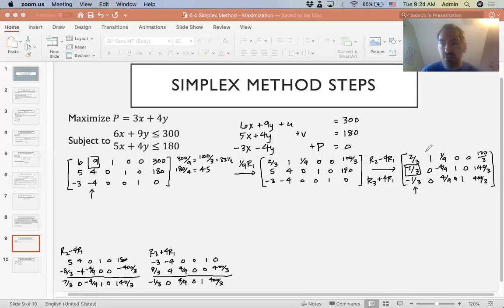So you can't have 2 1s next to each other, right? They're going to be alternating, right? So that's got to be the 1. You can verify that by checking through the ratio. That 140/3 divided by 7/3 is smaller than 100/3 divided by 2/3. Okay, so then in that case, we need to get that 7/3 to become a 1 by dividing by 7/3, which is the same as multiplying by 3/7.